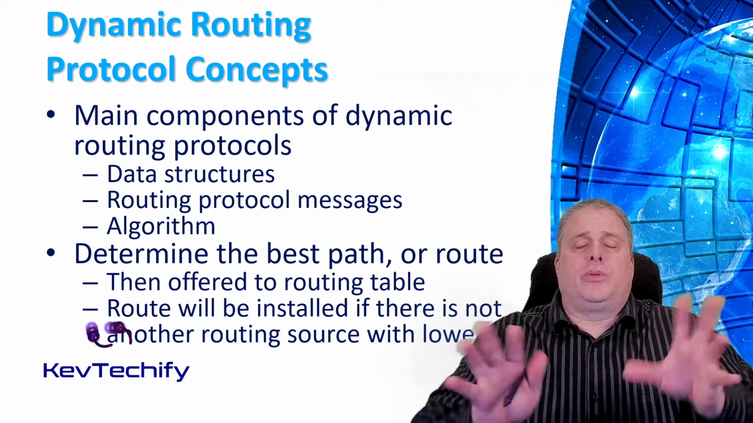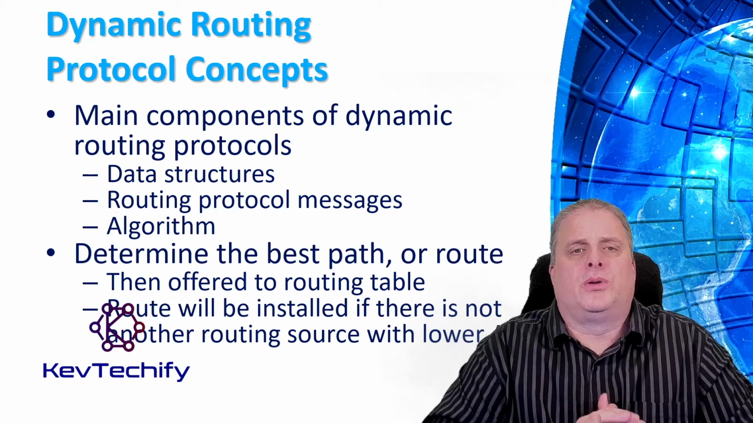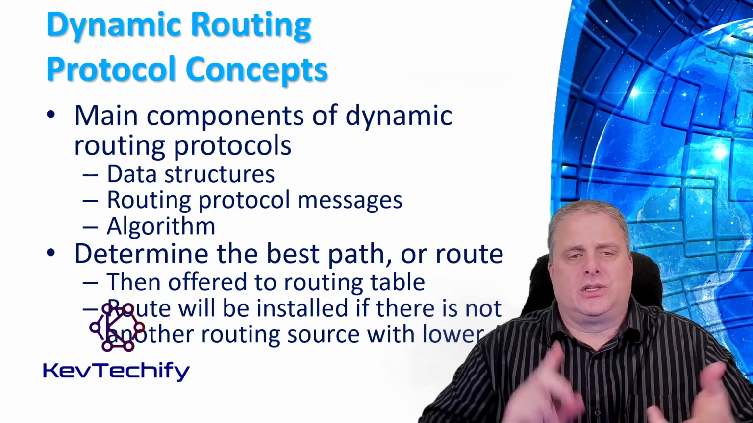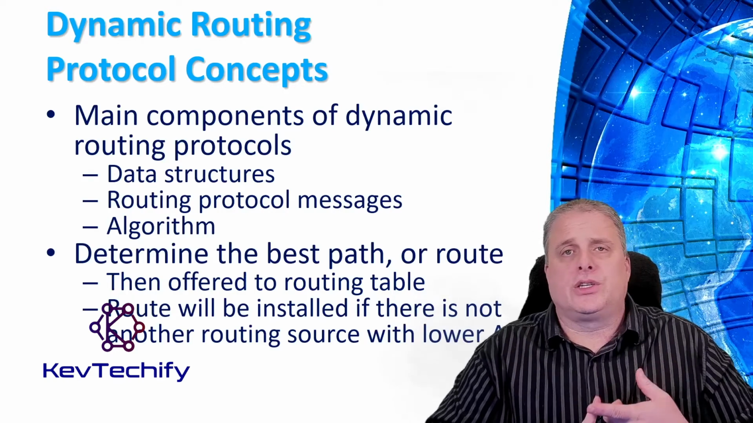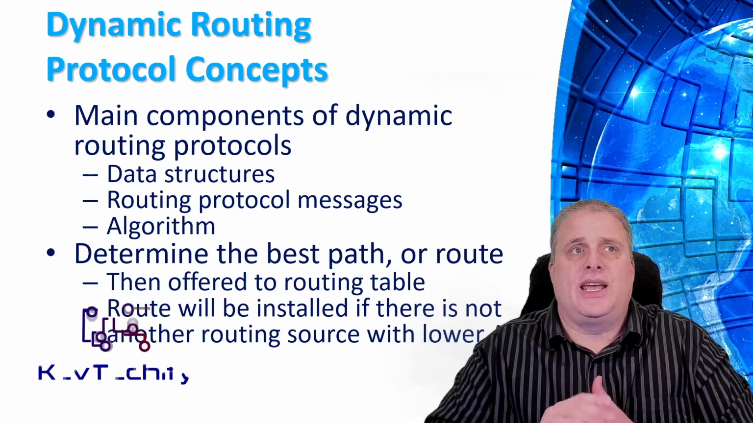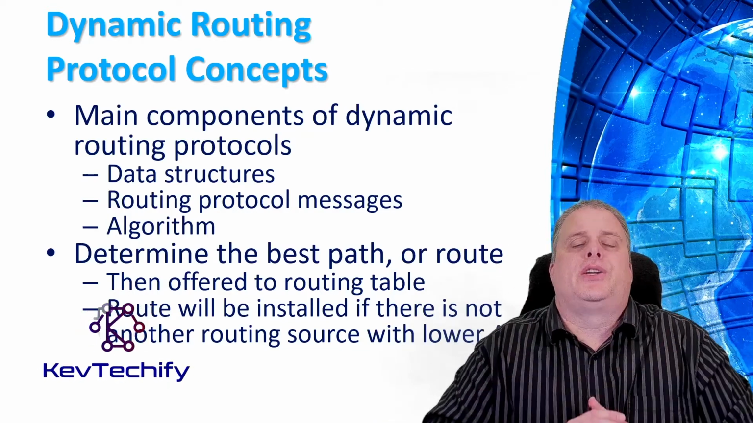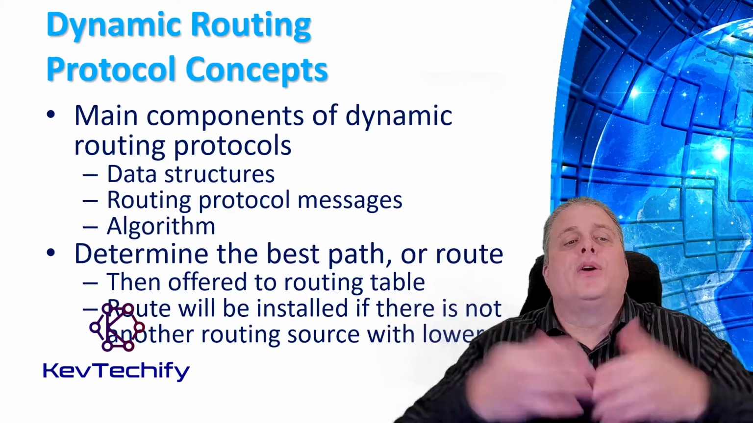How do dynamic routing protocols figure out these things? There's several components to this. One is the data structures, one is the routing protocol messages, the third one is the algorithm. Data structures is how it stores this data. It stores it in a table, it stores it in a database. Typically, this information is kept in RAM. If it loses power, you have to reboot it, it has to rebuild these tables.